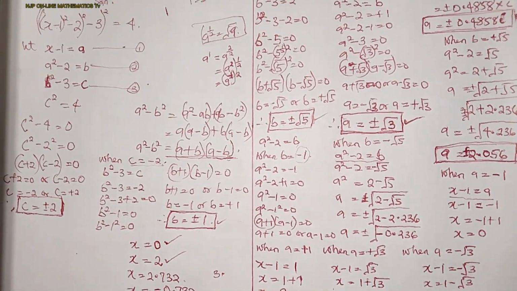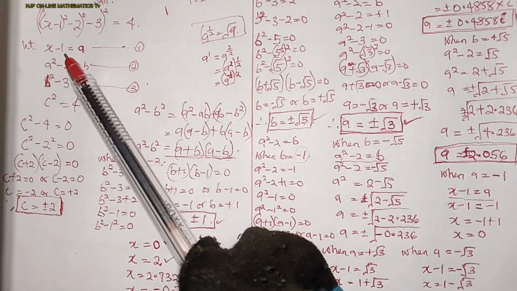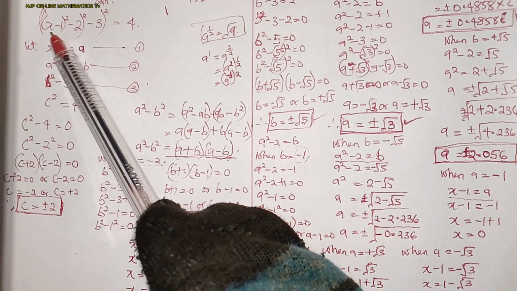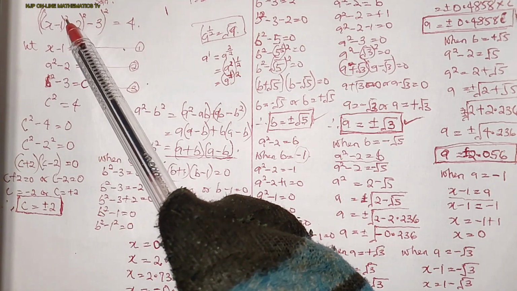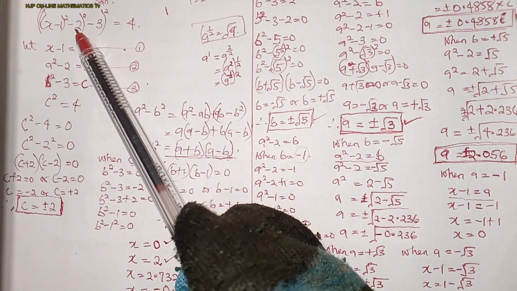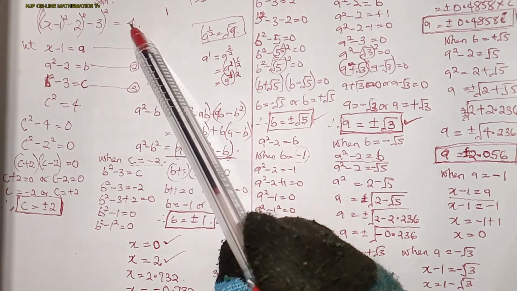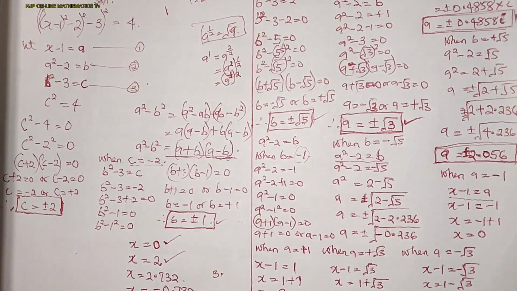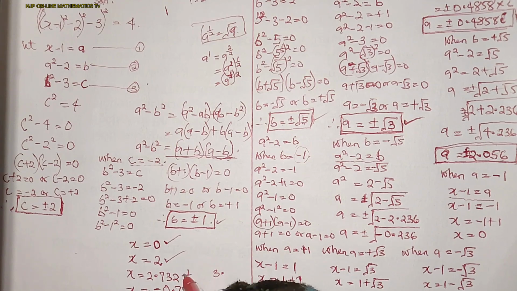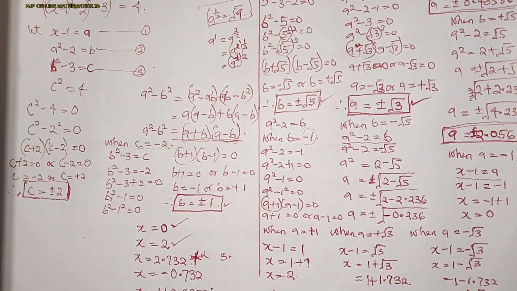If we substitute the value of x, which is 3, into this equation, then here we'll have 2, and 2 square is 4. 4 minus 2 is 2, and 2 square is 4, and 4 minus 3 is 1, and 1 square is 1, which is not equal to 4. Therefore, this value of x cannot satisfy the equation. So we have only obtained 2 values.